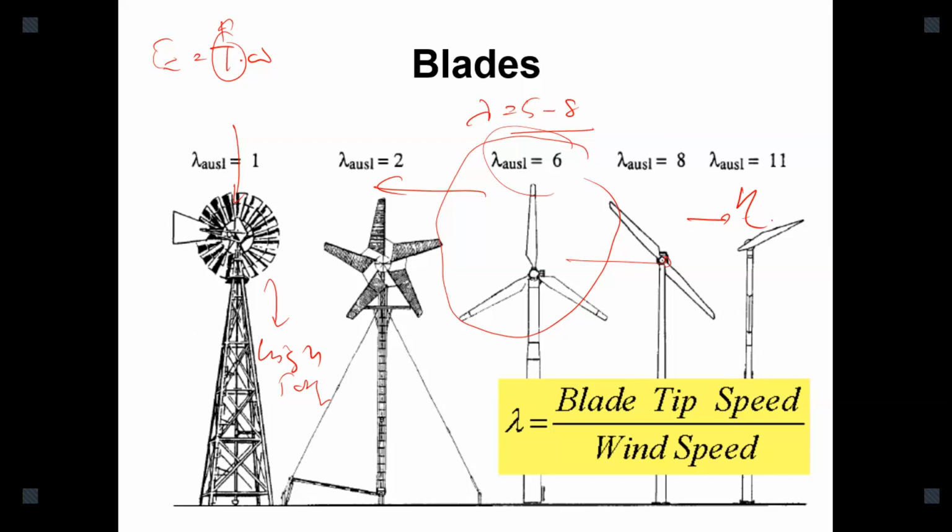But in a small wind turbine, maybe it has a rudder there. The rudder is what we call active control.